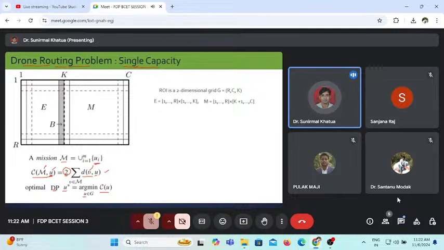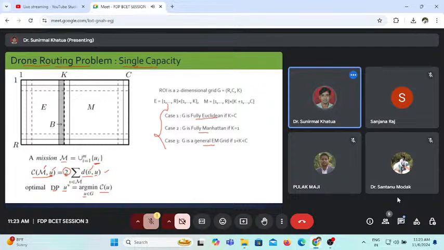While solving that, it becomes an optimization problem, and we have to consider three cases. The first case says that G is fully Euclidean. That means the drone is flying in a village itself. Or G is fully Manhattan, that is, the drone is flying in a planned smart city. Or it can be a general EM grid where a smart city and a Euclidean space converge. Within these three cases, I will analyze each case and find algorithms to find the optimal solution or a near optimal solution to deliver the packages to the users.